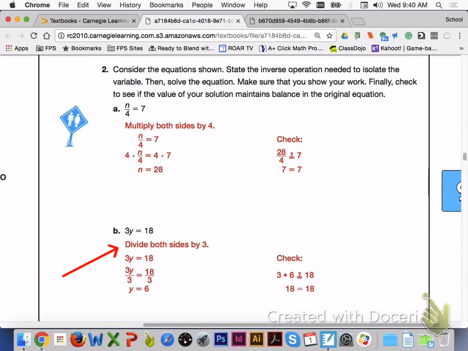For letter B, your inverse operation is division. You have to divide both sides by 3. When you do that to solve the equation, y is equal to 6. And when you check your work, 18 is equal to 18, so your solution is correct.